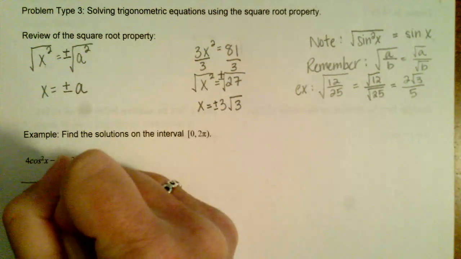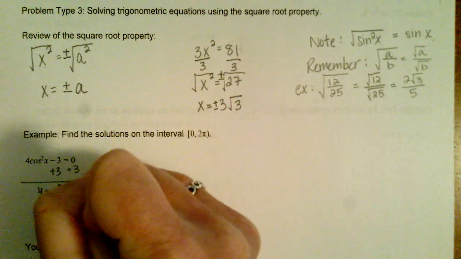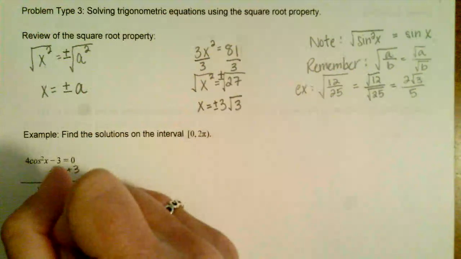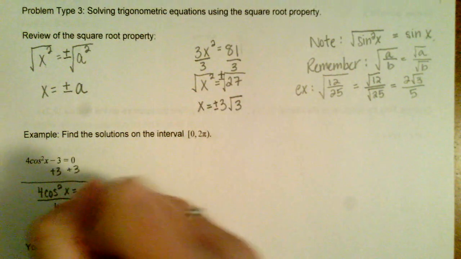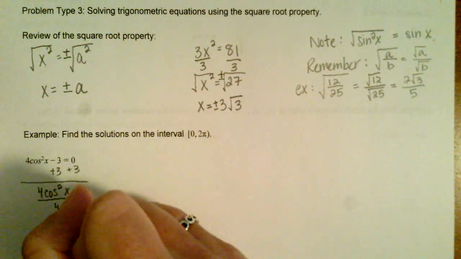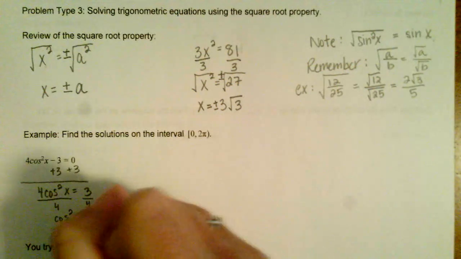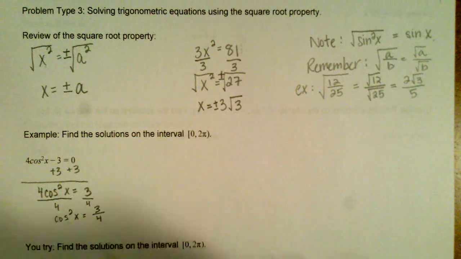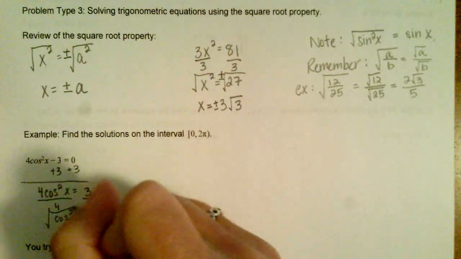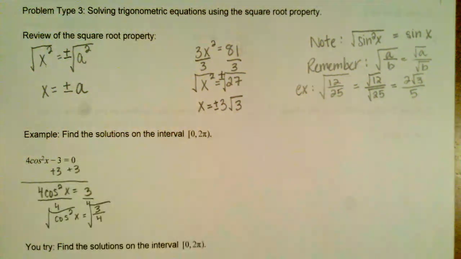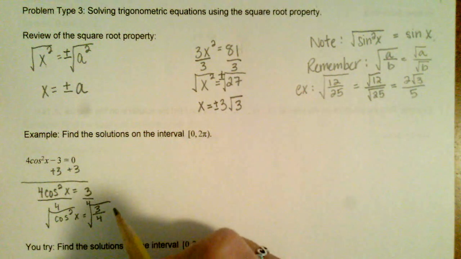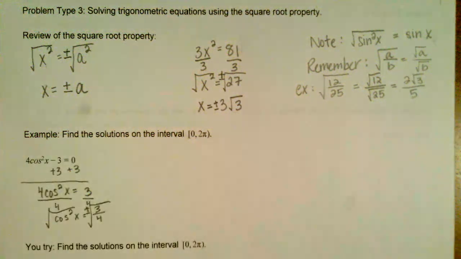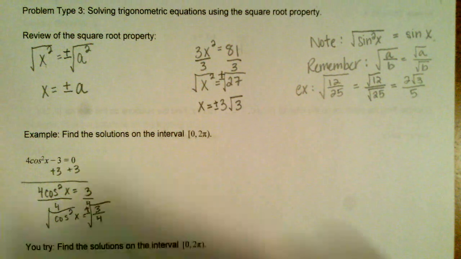So I'm going to be left with 4 cosine squared of x equals 3. Then I'm going to divide both sides by 4. So I'm going to have cosine squared of x equals 3/4. I'm going to have to take the square root of both sides. I'm using the square root property. And when I take the square root of a number, I need to remember that plus minus. Okay, that's the step that everyone seems to forget.